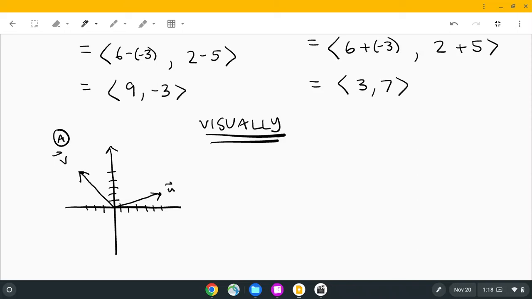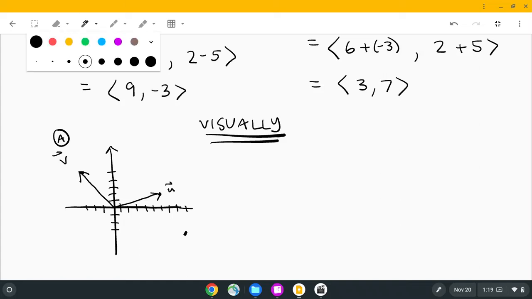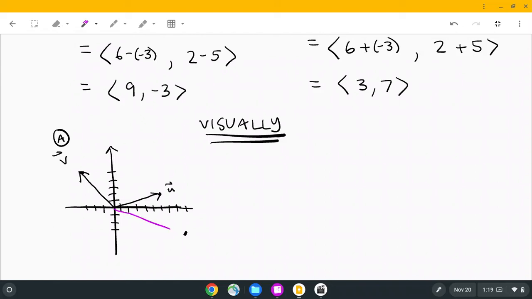Okay, and then for the subtraction, we end up getting 9, negative 3. Okay, so how far is it? 6, 7, 8, 9. 1, 2, 3. I'm going to go ahead and do this in a different color. All right, so here I have vector 9, negative 3.